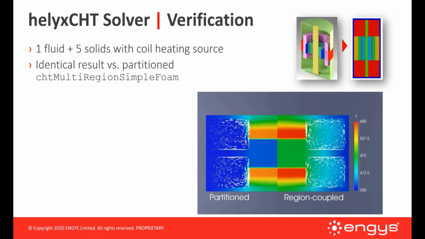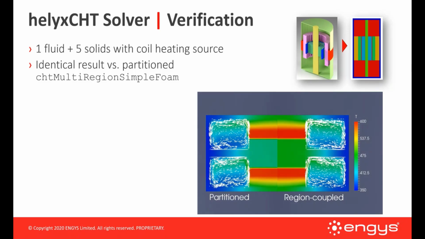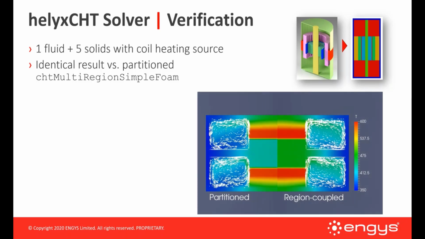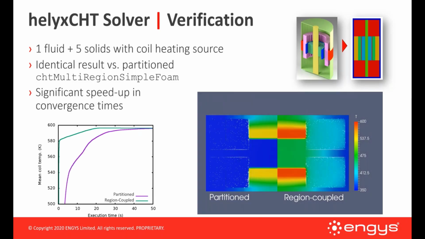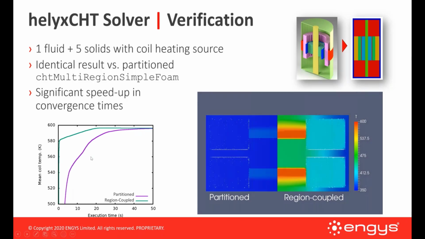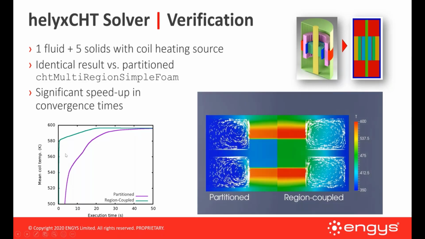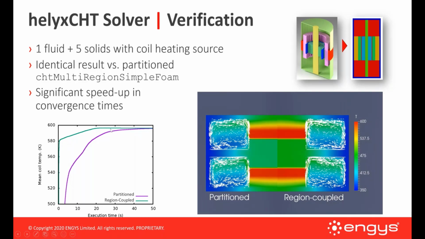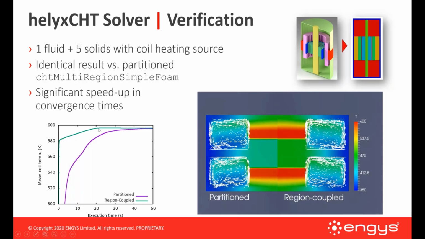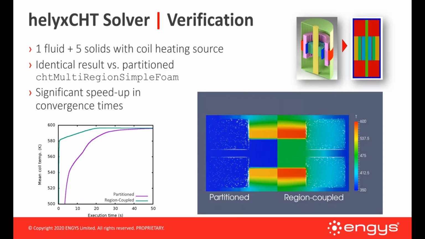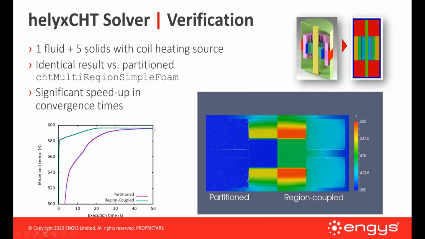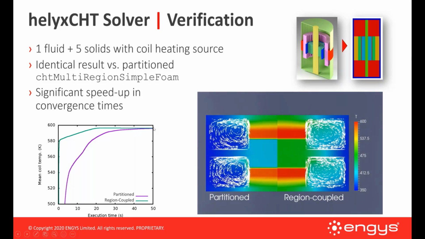And we see that the region coupled didn't converge after 1 iteration, because we've got a fluid solution also that we need to develop. It took a little while longer. However, there's significant speed up in convergence time. So this purple line right here is the partitioned, and this green teal line right here is the region coupled. And so we can see that it converged at just a little bit around 20 seconds, and then we see that the partitioned took a little bit longer, and it converged at almost twice the time.